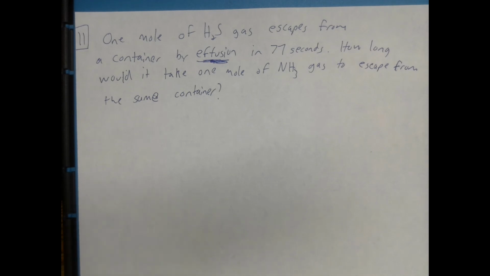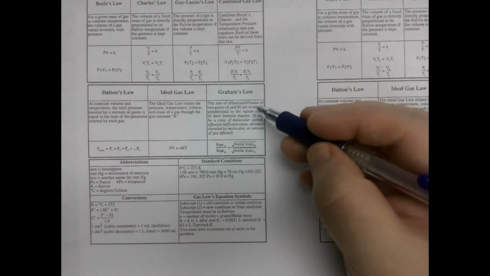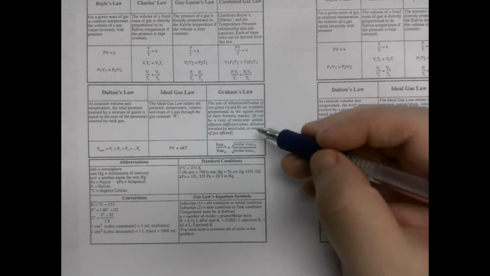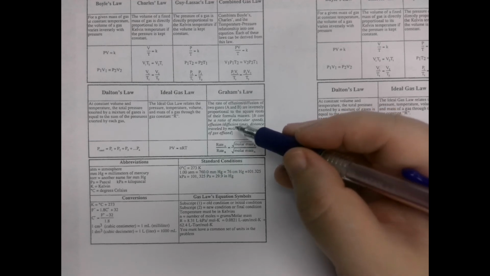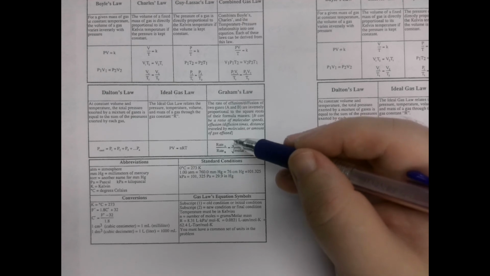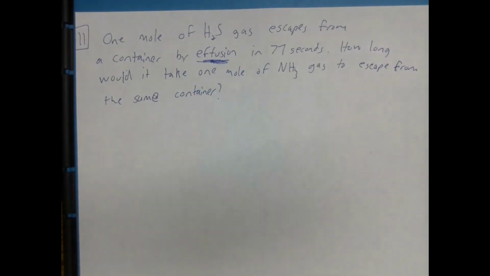So Graham's law is the rate of effusion between two gases. If you read this, it says right here that this rate can be either the ratio of molecular speeds, effusion or diffusion times, distance traveled by the molecules, or amount of gas diffused. So for rate, you can plug in speed. You can also plug in time. They both work out.